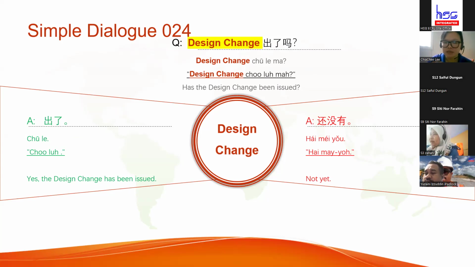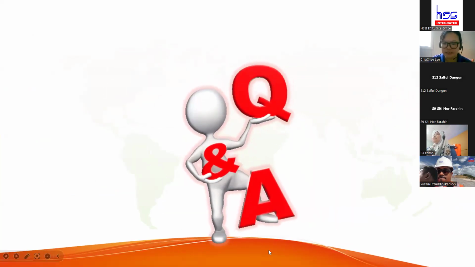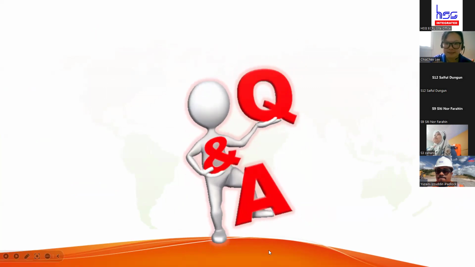还没有. So yes, I believe all of you are aware that the words that are highlighted in yellow are replaceable. It can be design change, TQ, SIR, and NCR. Also technical specification 出了吗? Also our salary. It can be replaceable. So I think this is all from me today on our topic 8, and I would like to open the floor for Q&A session.